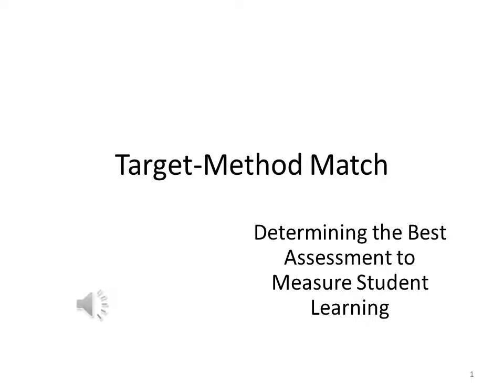In our last short presentation, we looked at the assessment staircase that helped us decide what type of item will assess the various levels of learning in Bloom's taxonomy. This presentation provides us another method. It's called the target method match, to help us best determine the type of assessment that will most appropriately measure the student learning that we were aiming for.